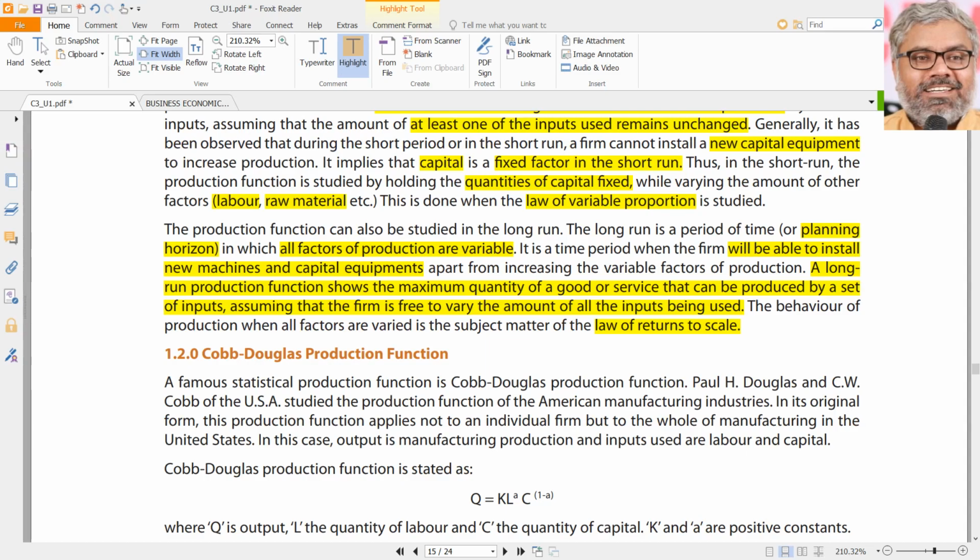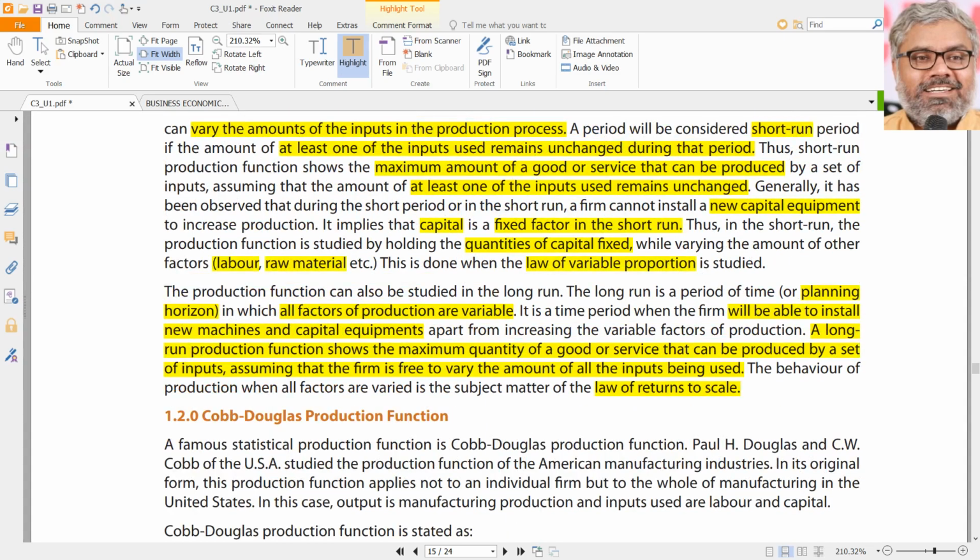So now we have two production theories here. One is the law of variable proportions, which is related to the short run. The second one is the law of returns to scale, which is related to the long run. In the short run, all factors can be changed, but at least one factor should be constant. So what if more than one factor is constant? More than one factor being constant is also short run only, right? So if at least one factor is constant, then it is short run.